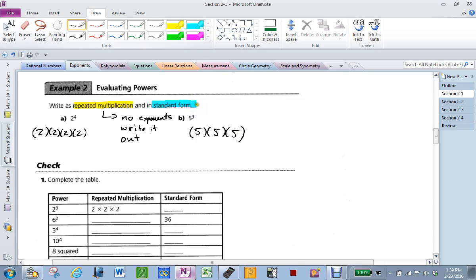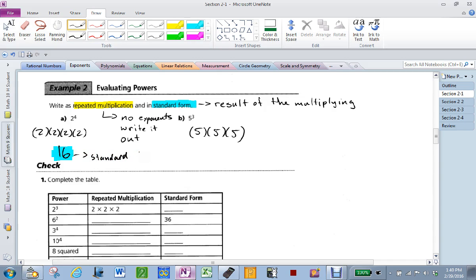Standard form is the result of the multiplying. Now these two we can do in our heads, but we're going to do something more in a minute. Let's do this one first. What's 2 times 2? 4. What's 4 times 2? 8. What's 8 times 2? 16. So 16 is my standard form.